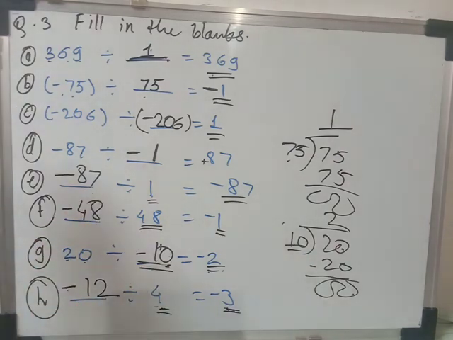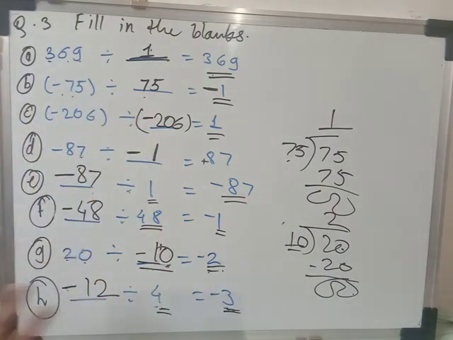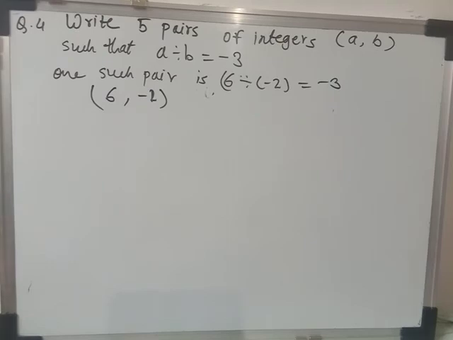So here we have solved question number 3 on the basis of what we have learned about the division of integers. Now let's solve question number 4. Students, you can pause the video and write everything in your notebook, and instead of these numbers you can change the integers and solve it yourself also. Now question number 4. Write 5 pairs of integers a and b such that a divided by b is equal to -3. Okay, so one example.